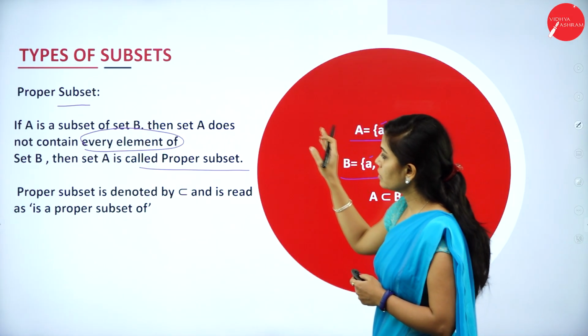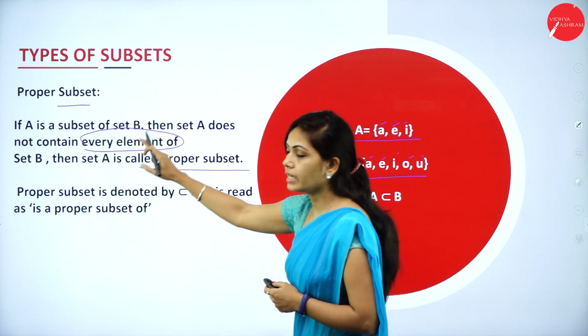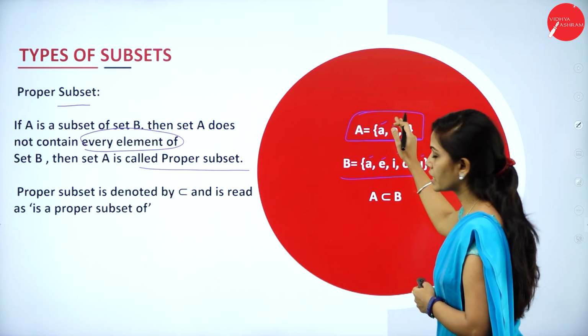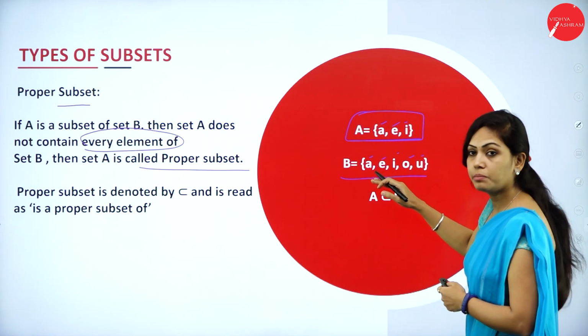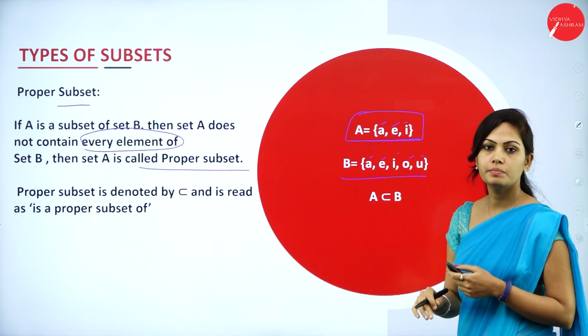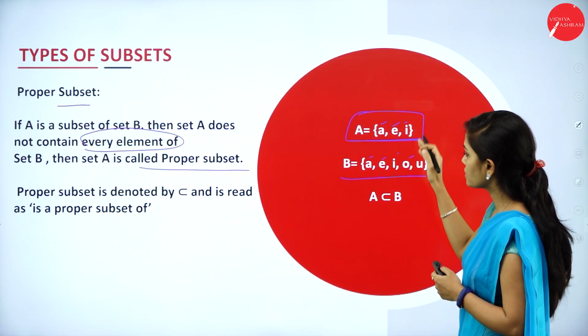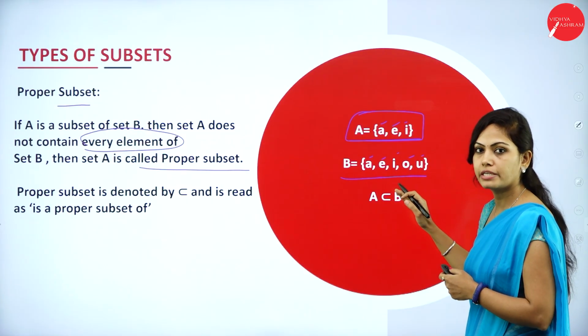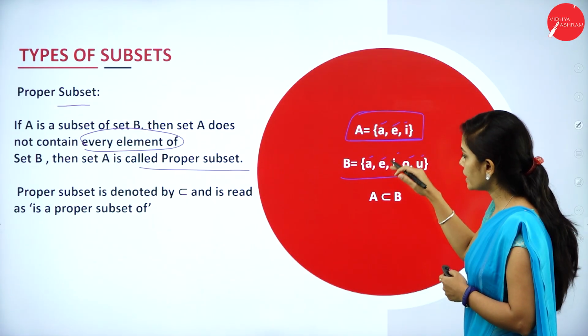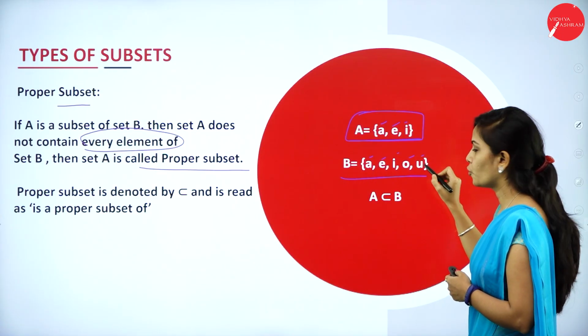So what is the definition? Set A does not contain every element of set B. Then I can call it a proper subset. So here I have only A, E, I, but in set B I have A, E, I, O, U.